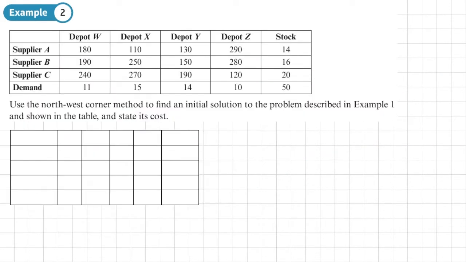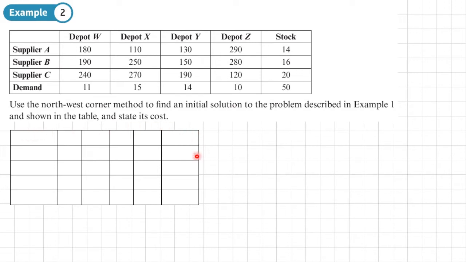So example 2, what we want to do is to use the northwest corner method to find an initial solution to the problem described in example 1, which is this problem here, shown in the table, and state its cost. So this is the bit where we're going to use this northwest corner method algorithm.